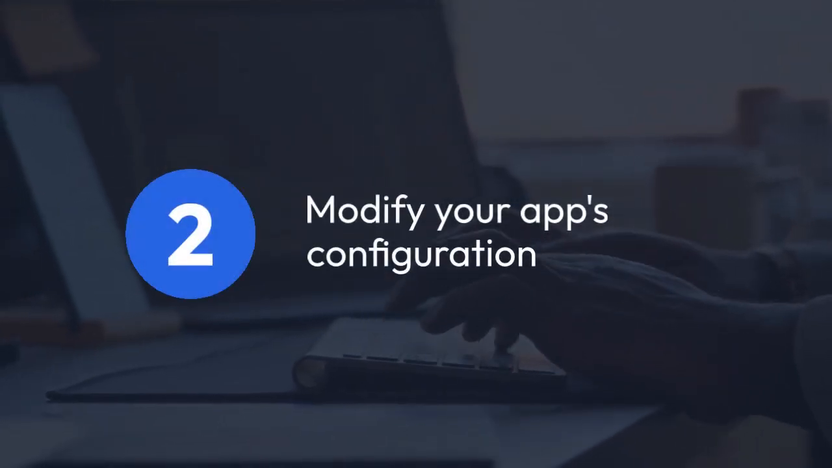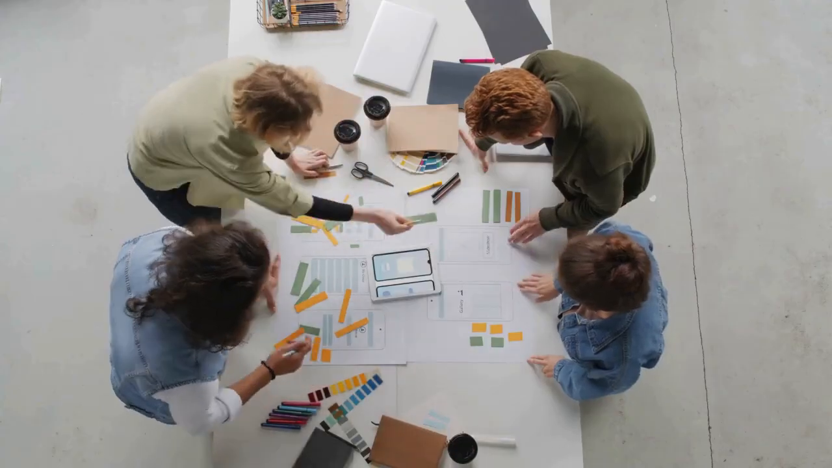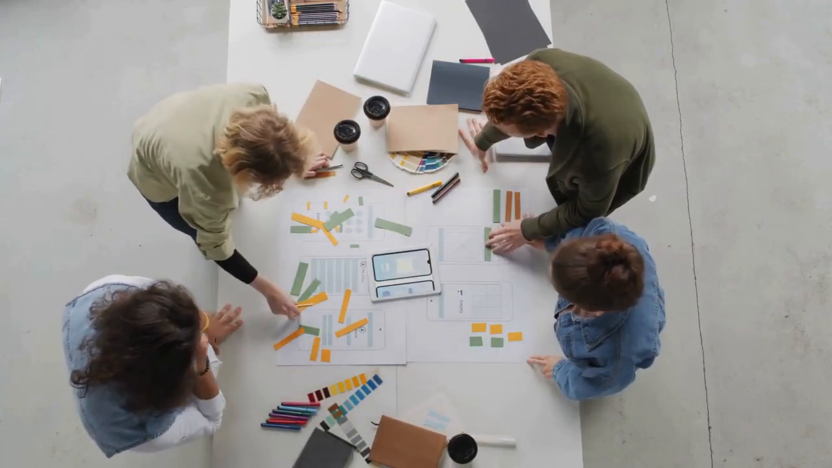2. This isn't a simple on-off switch. It involves modifying your app's configuration. The process is primarily focused on editing your app's `AndroidManifest.xml` file. This file contains crucial metadata about your application.